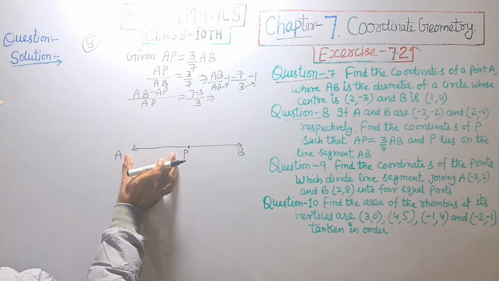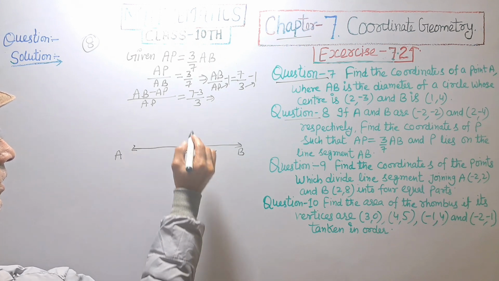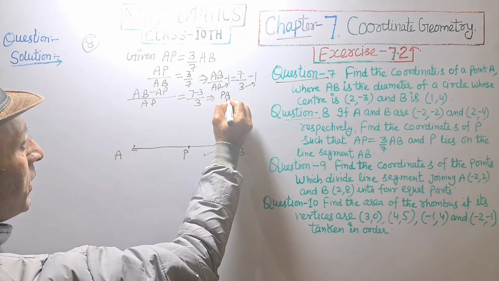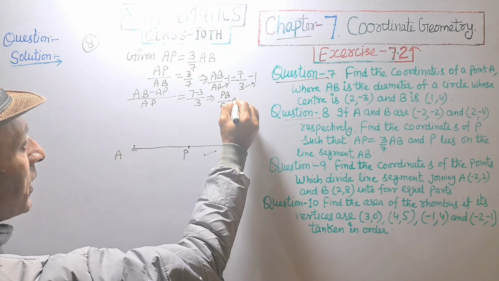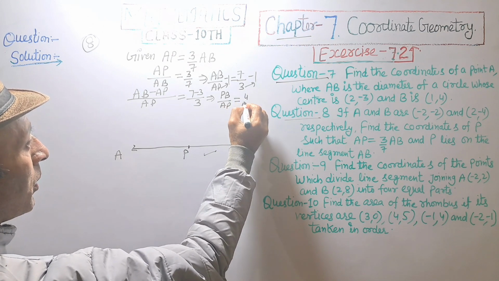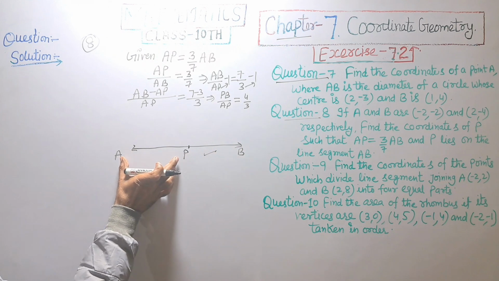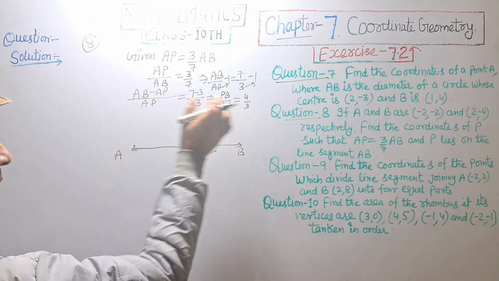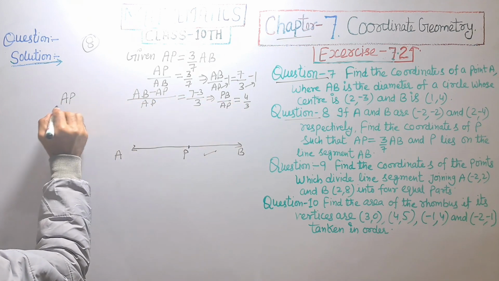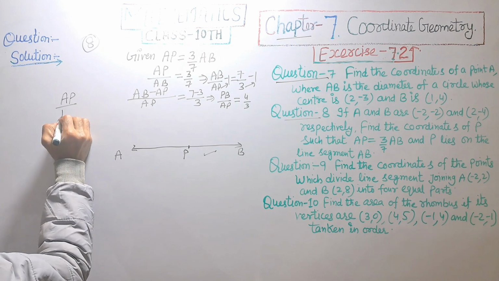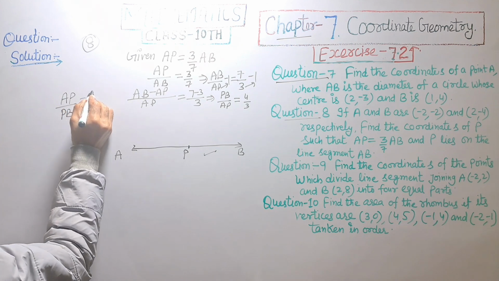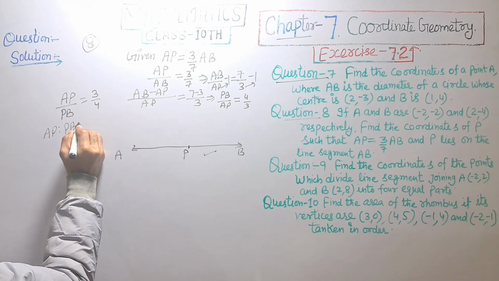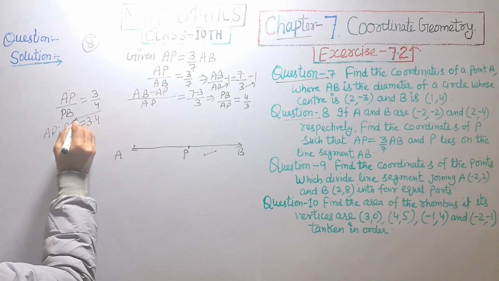AB minus AP, that is equal to PB, and 7 minus 3 is equal to 4. So PB divided by AP is equal to 4/3. But first we have AP and then PB, so taking the reciprocal, AP upon PB is equal to 3/4, and the AP ratio PB is equal to 3/4.